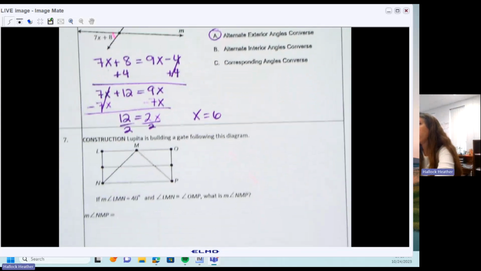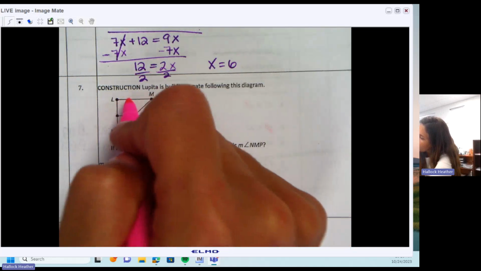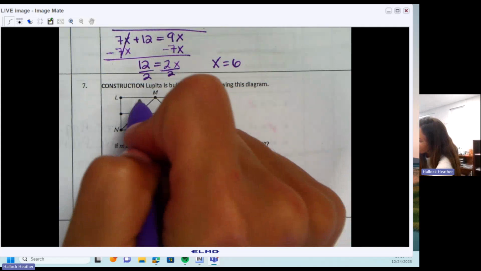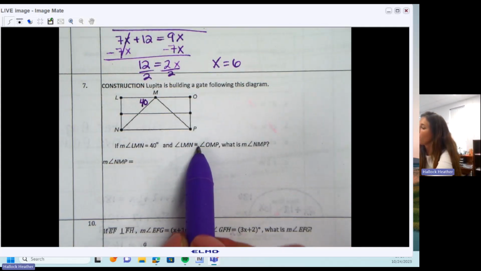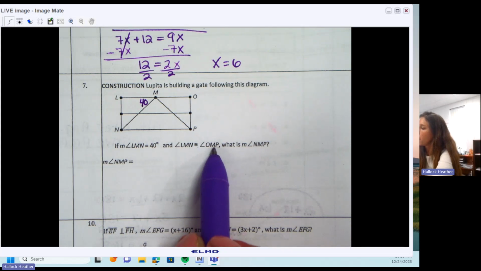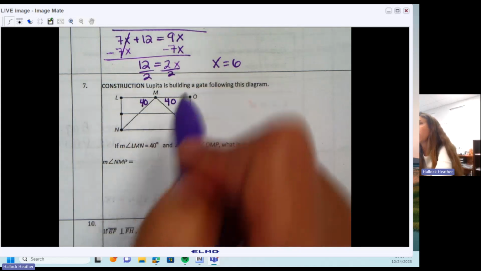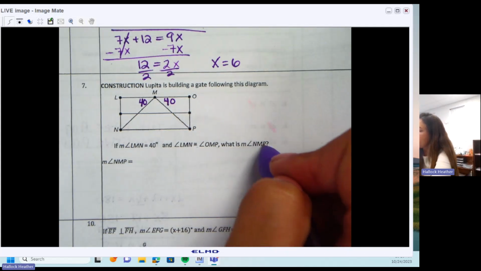For number 7, this one gives you a lot of extra stuff that you don't technically need to look at. It says LMN. So this angle right here, LMN, is 40. I want to use a highlighter. It's my pen. LMN is 40 degrees. I also know that LMN is congruent to OMP. So this is also 40 degrees because if one side's 40, the other side is 40. We need to find NMP.